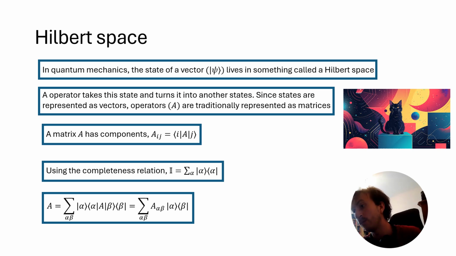Then we notice in the middle term we have alpha A beta, which is our matrix element of A, and therefore we have an expression that A is equal to the sum over the matrix elements multiplied by the alpha state corresponding to the matrix element and the complex conjugate of the beta state referring to the matrix element.